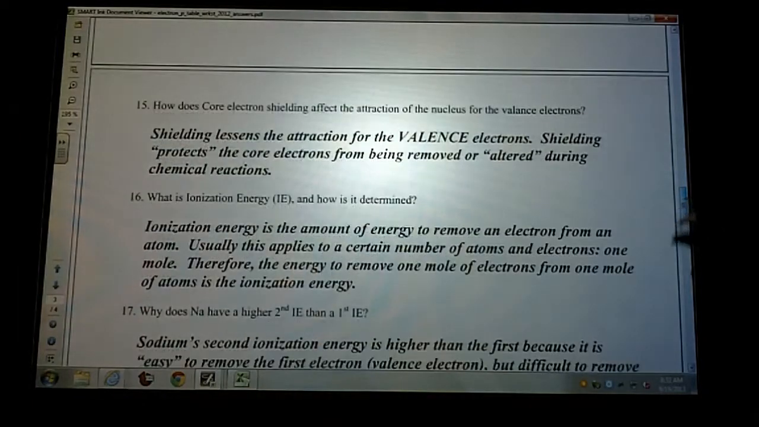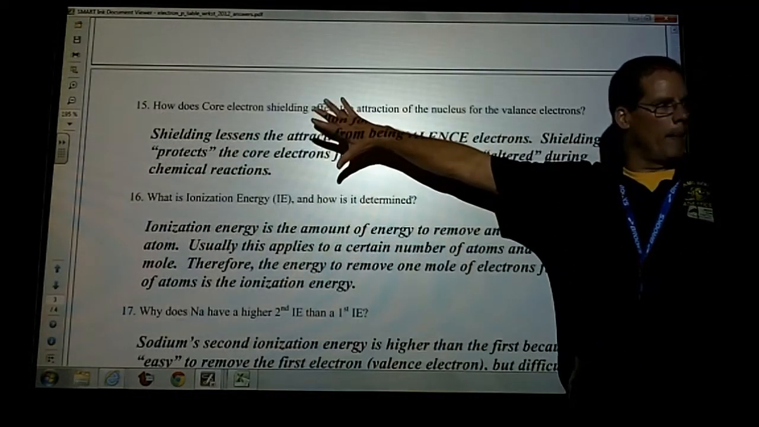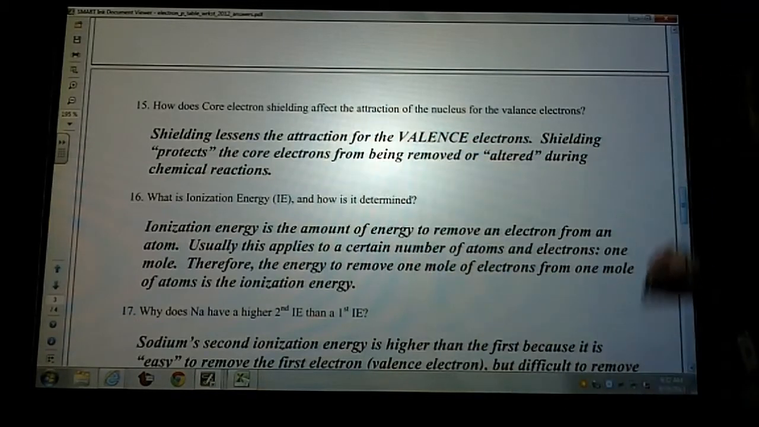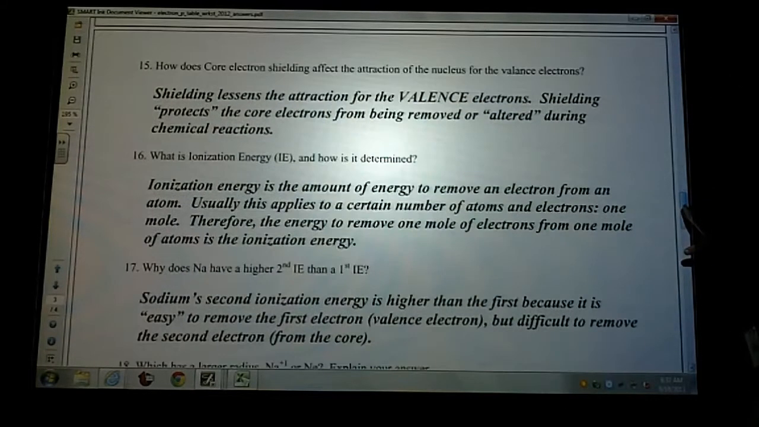Don't worry about question 15. That's more of an AP type thing. Don't worry about shielding. We're going to talk about that in AP. So I apologize for putting that on there.